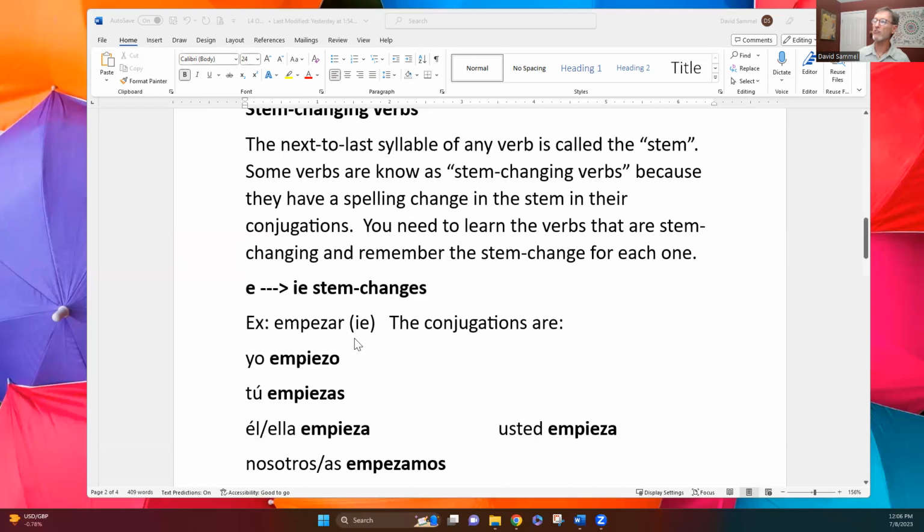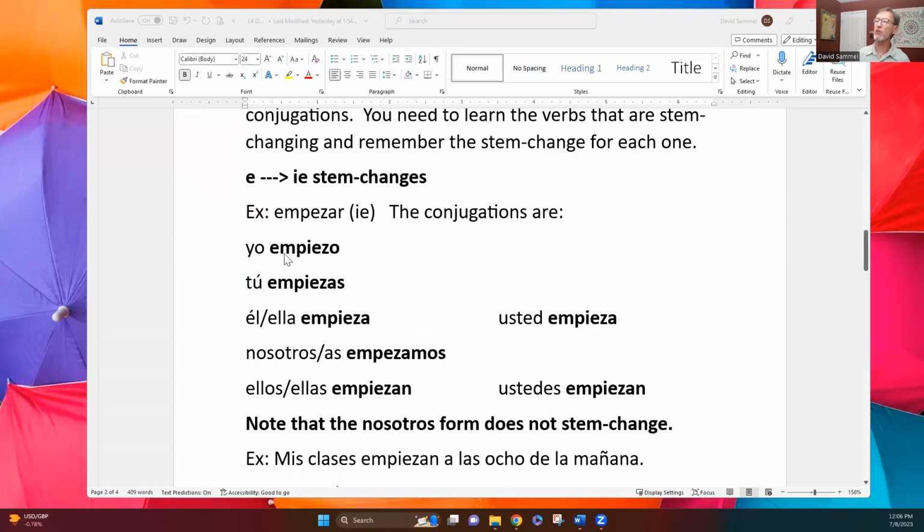So where does that change happen? It happens in the yo form, the tu form, the el, ella, and usted forms. Does not happen in the nosotros form ever. And it happens in ellos, ellas, and ustedes. So let's take a look. Yo empiezo, there's my stem change. Tú empiezas, él, ella, usted empieza. Nosotros empezamos. Ellos, ellas, and ustedes empiezan. Notice that the nosotros form never stem changes.